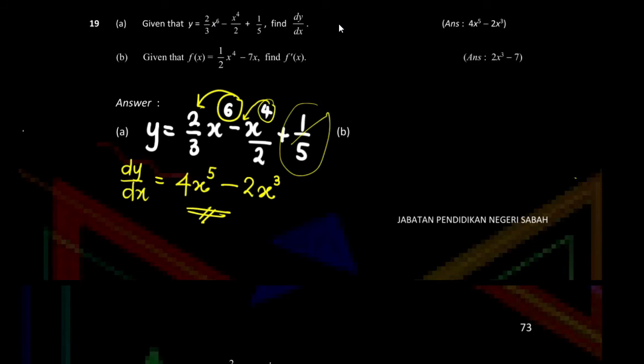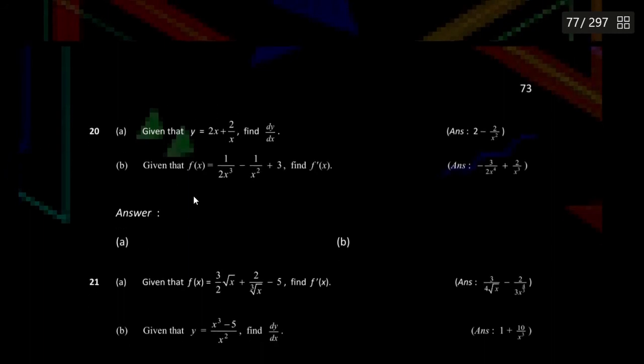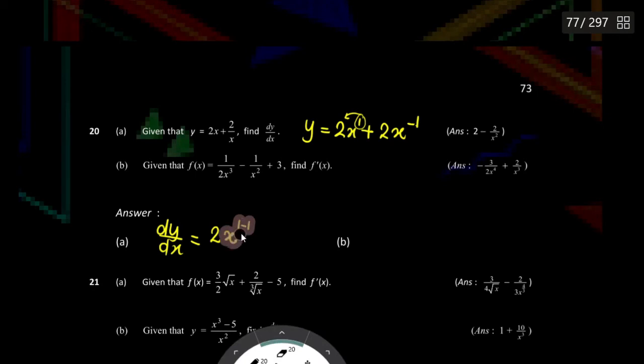Teacher's going to skip this one. This one also. If you have your x down, like question 20, what you must do is bring your x up first. So 2x plus 2x negative 1. Bring the x up. Then you differentiate. So dy/dx will be, here power of 1, isn't it? So 1 times 2 is 2. Then what will happen to the x? 1 minus 1 is 0 already, so x no need to write. If the power is 0 already, you don't have to write it.